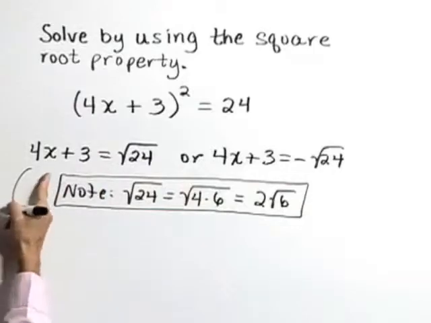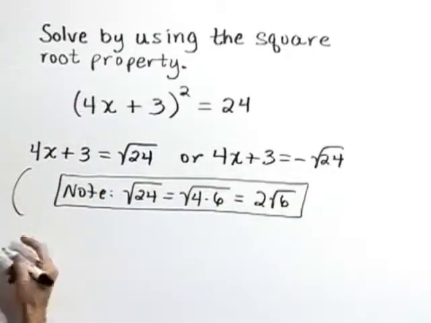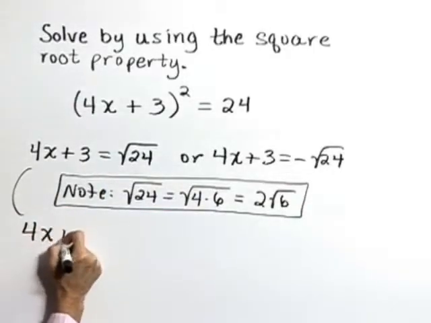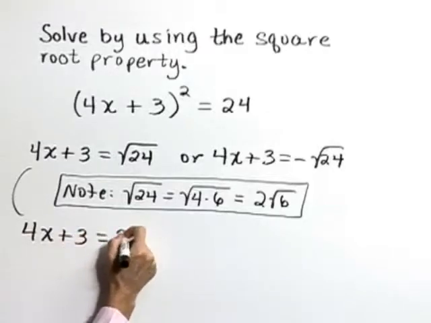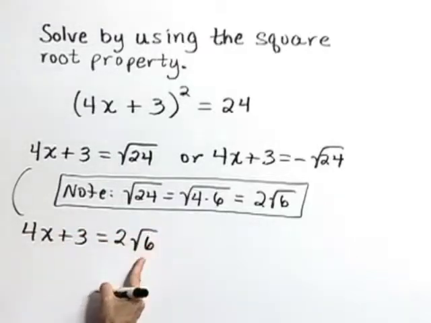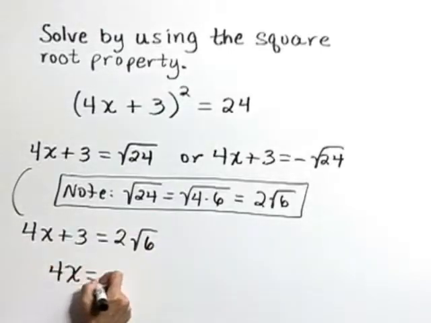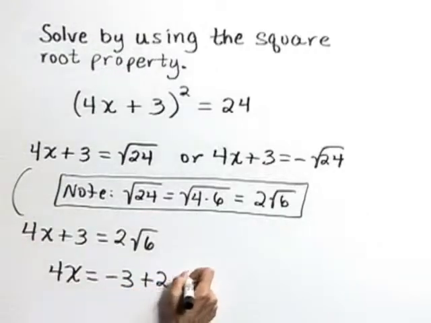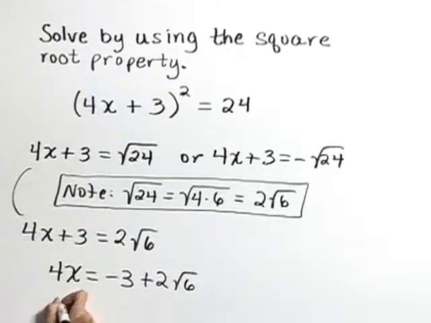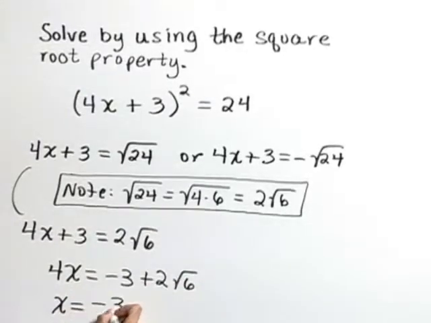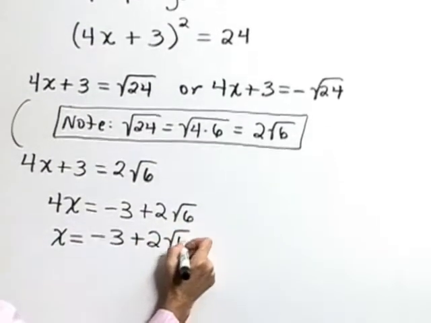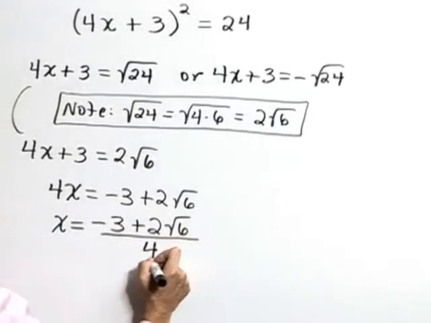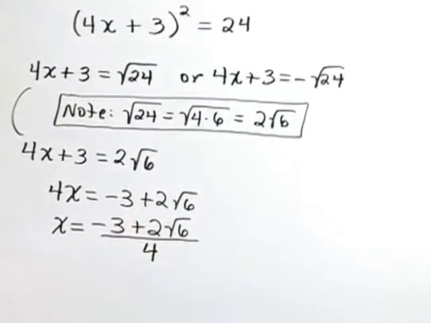So, with our first equation over here, to continue solving it, let's write that as 4x plus 3 is equal to 2 times the square root of 6. Subtract 3 from both sides. 4x is equal to negative 3 plus 2 times the square root of 6. Divide both sides by 4, giving x is equal to negative 3 plus 2 times the square root of 6 all over 4, and that's in a reduced form.